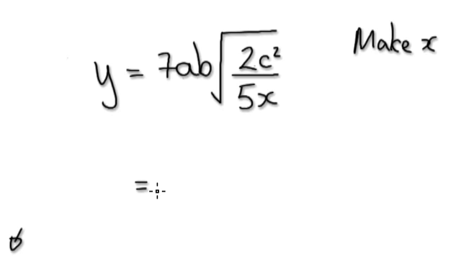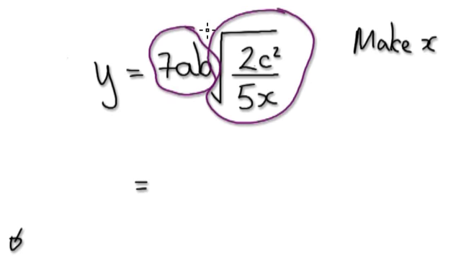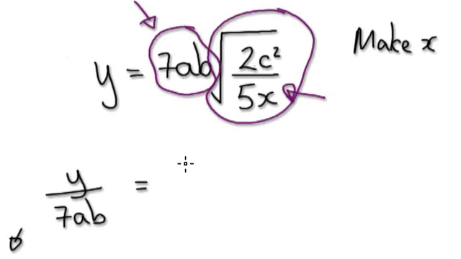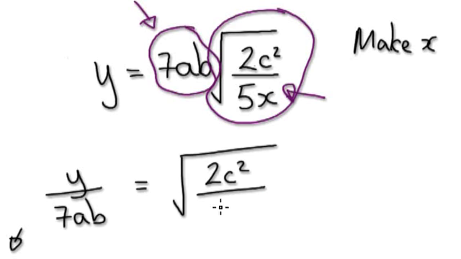Okay, so visualize this as well, one bubble multiplying this bubble here. The important bubble is this one here because x is in here. So let's kill off this bubble here. Divide both sides by 7ab. So it would be y over 7ab equals root 2c squared over 5x.